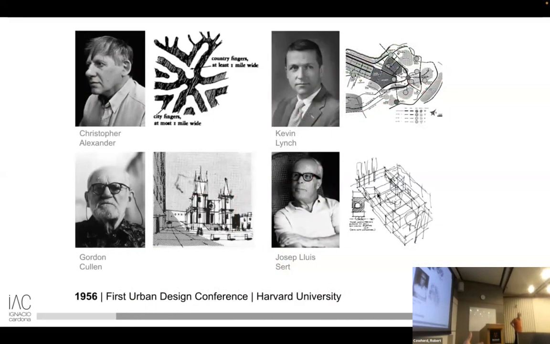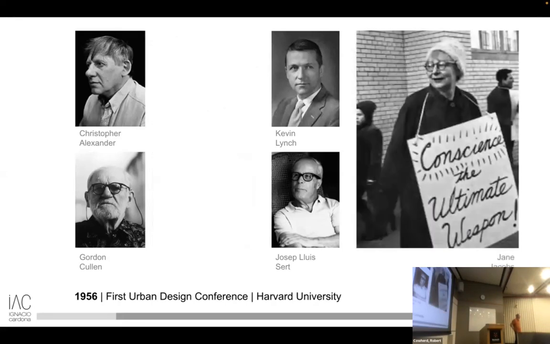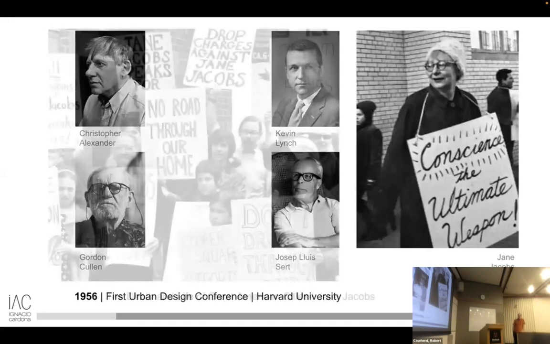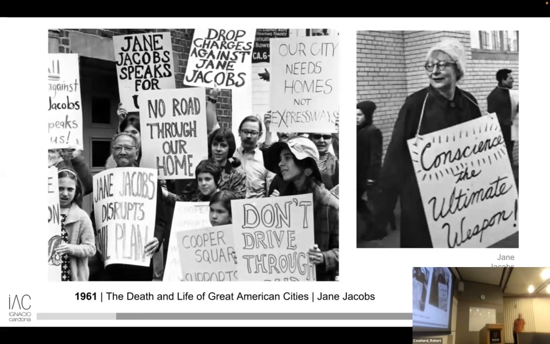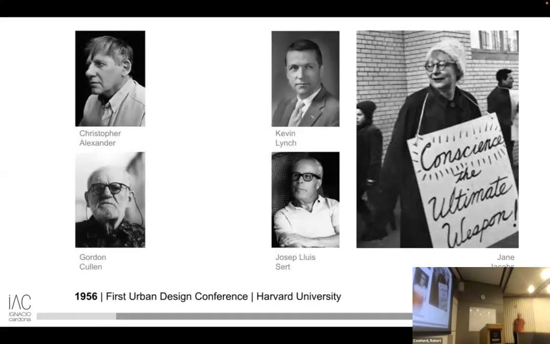Even Kevin Lynch, who was an amazing thinker about mental images, couldn't think of the city without diagrams, mostly top-view diagrams. And in that moment, Jane Jacobs came to say, we can think in a different way. We can also increase the voice of the people, because the beauty is in the streets. So Jane Jacobs was a game changer when she introduced this idea into the first urban design conference, the first one.